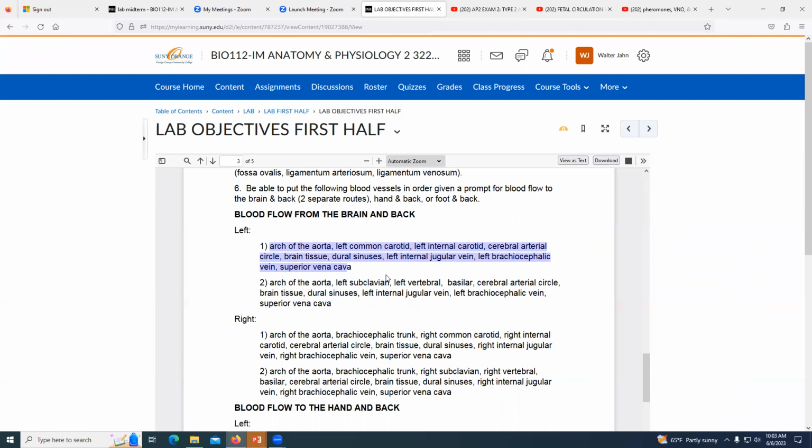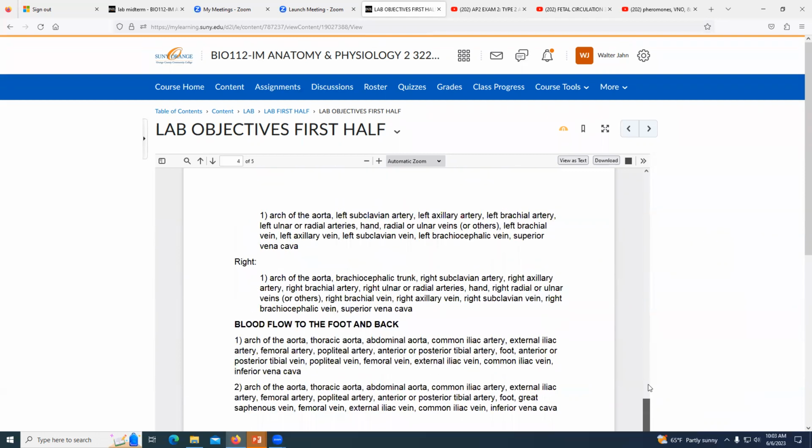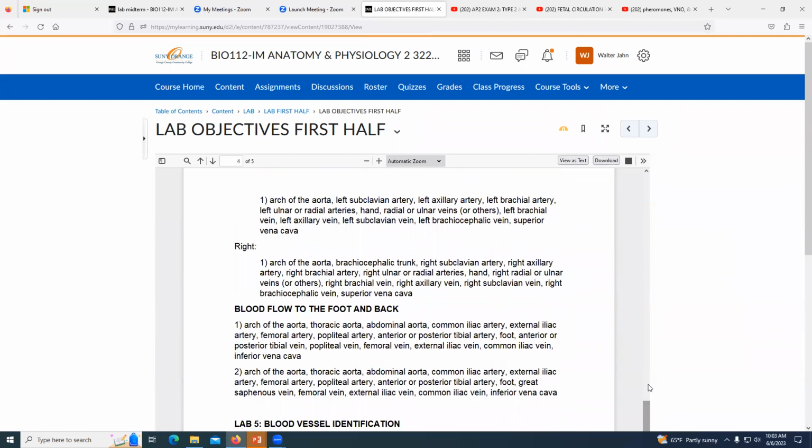The foot and back's the easy one, because now you don't have to worry about left and right. You're just like, oh, okay. So let me just talk about the quiz first, then we'll go through these solely because I've got models and stuff, obviously. But if you go to foot and back, there is another way back through the great saphenous vein. I just want to mention that. But I would just ask you this question.